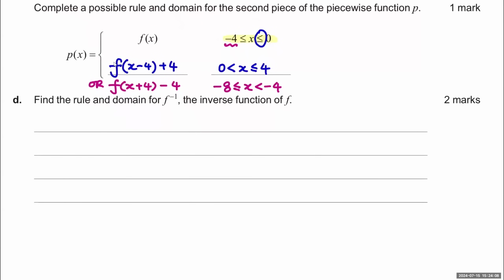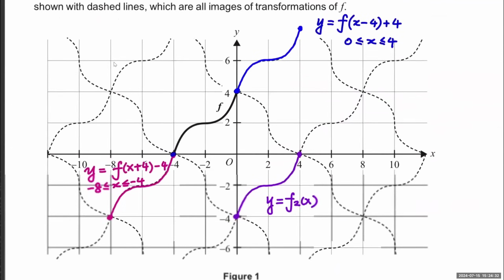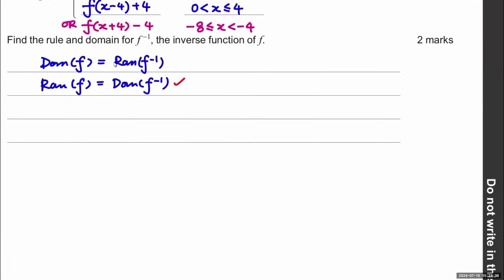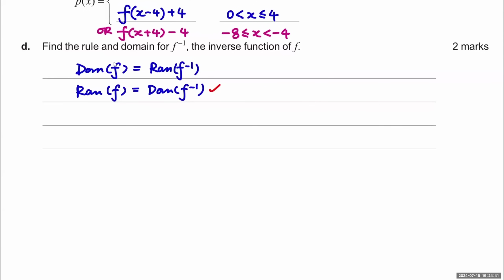All right, part D, find the rule and the domain for f inverse, the inverse function of f. So remember, the domain of f is the range of f inverse, and the range of f is the domain of f inverse. Looking at the graph here, I know my y values of f are from 0 to 4. Therefore, the domain of f inverse is also 0 to 4 inclusive.